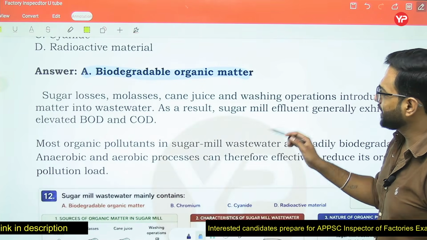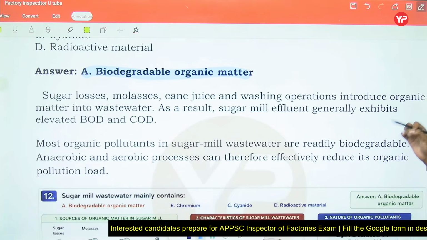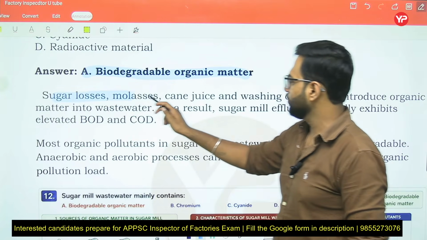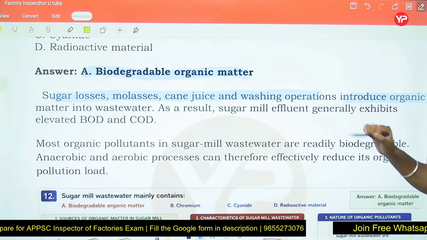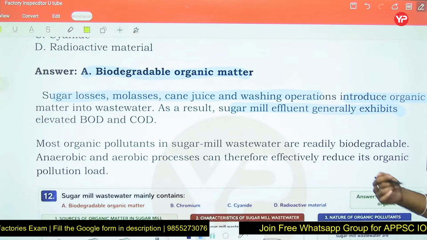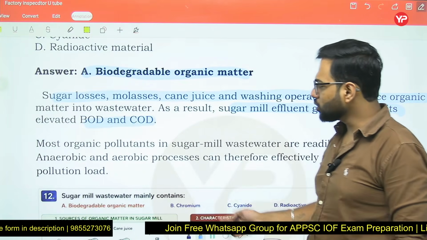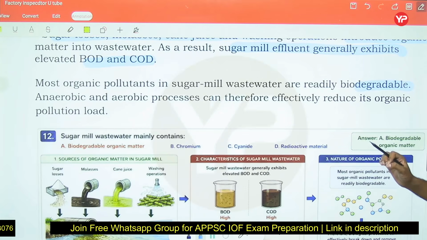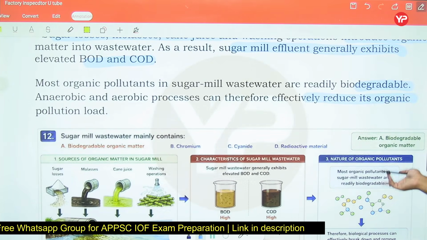Sugar losses, molasses, cane juice and washing operations introduce organic matter into the wastewater, and as a result sugar mill effluent generally exhibits high COD and a high amount of BOD. Most organic pollutants in sugar mill wastewater are readily biodegradable. Anaerobic and aerobic processes can therefore effectively reduce its organic pollution load.